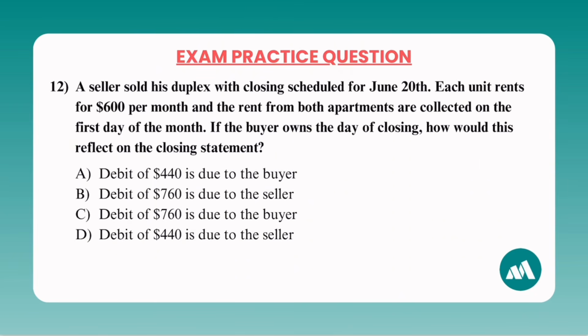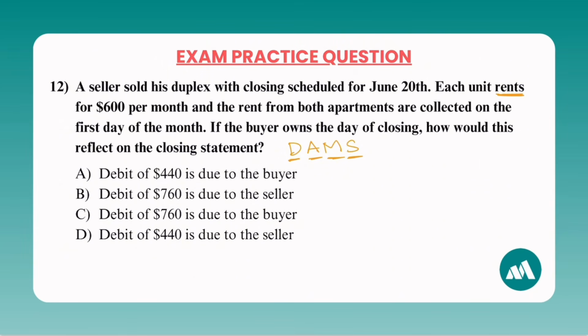Now, for these types of proration questions, since we're talking about a monthly rental amount, we are going to use the DAMS method, which stands for divide, add, multiply, and subtract. Those are the 4 steps that we're going to take to solve this question.